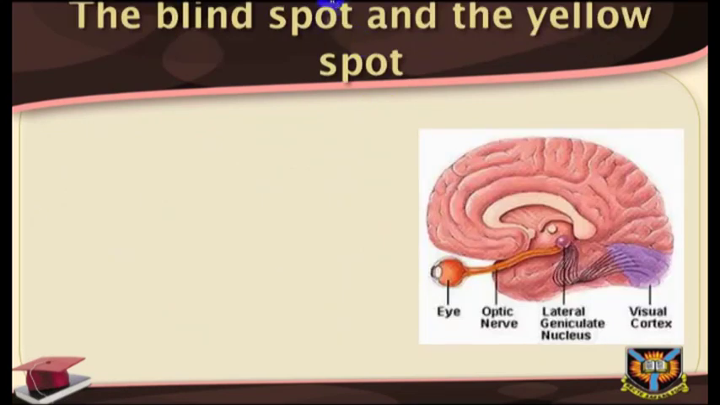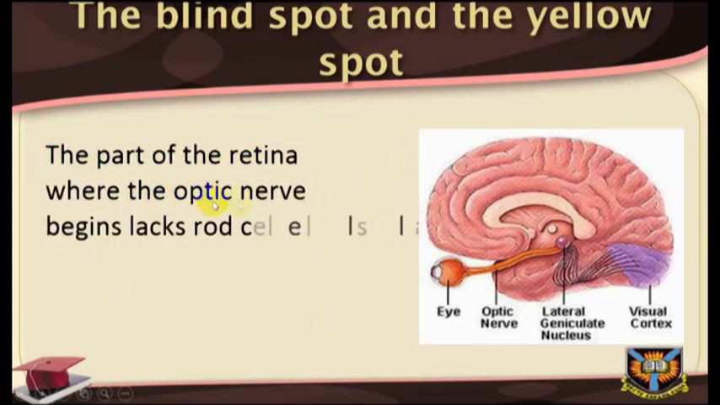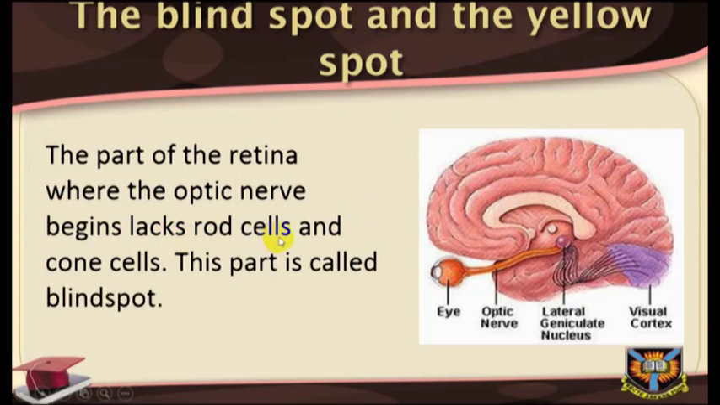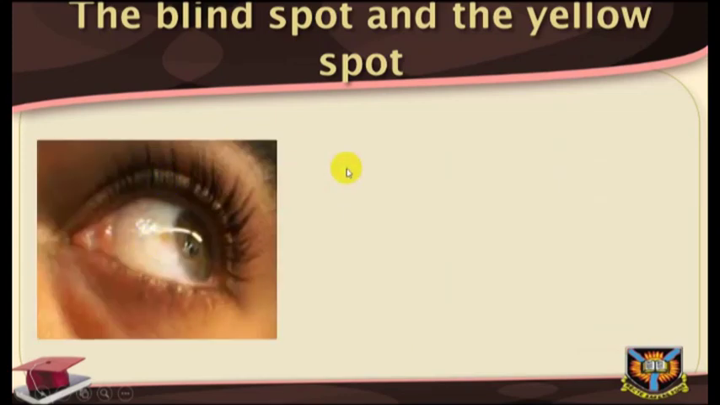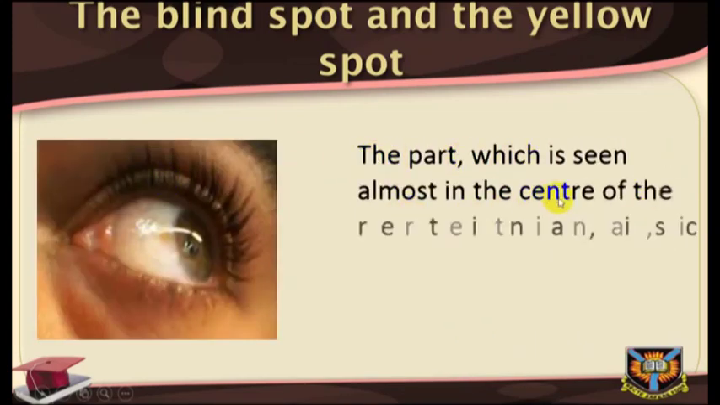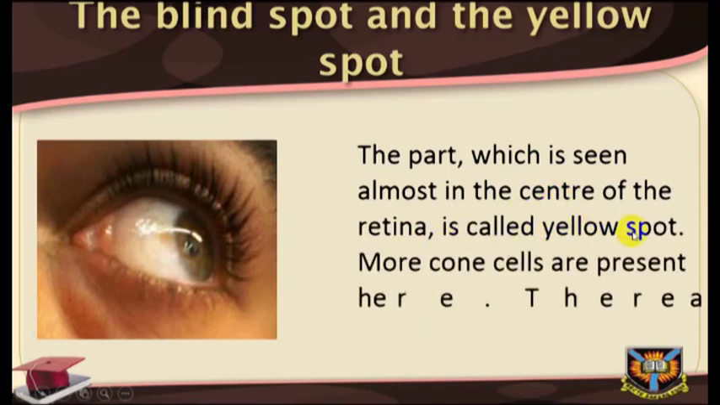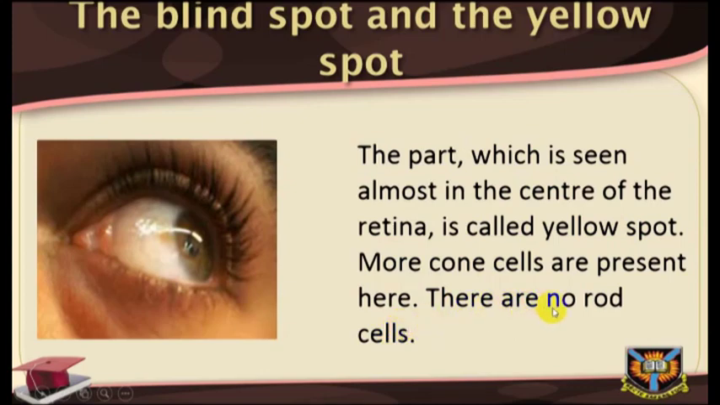The blind spot and the yellow spot. The part of the retina where the optic nerve begins lacks rod cells and cone cells. This part is called the blind spot. The part which is seen almost in the center of the retina is called the yellow spot. More cone cells are present here. There are no rod cells. It is the point of highest vision. When we concentrate on small objects, the image is formed here.